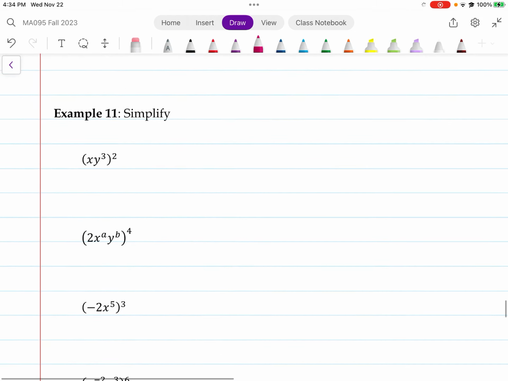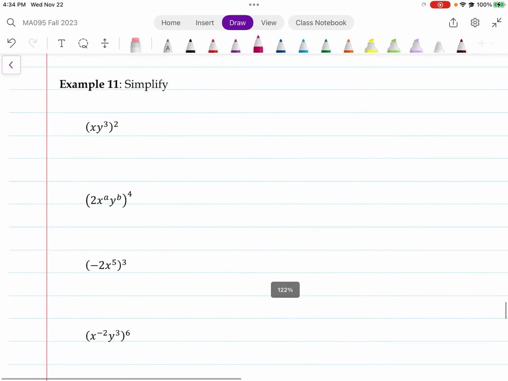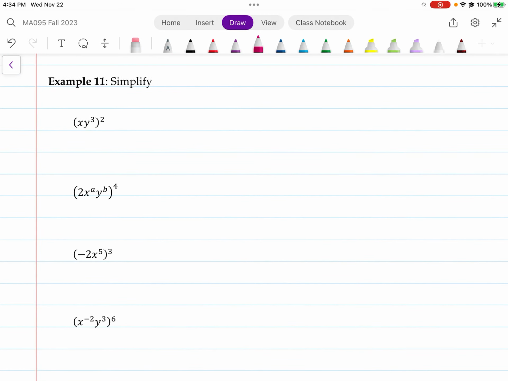All right, so let's try some examples. Try simplifying all 4 of those.